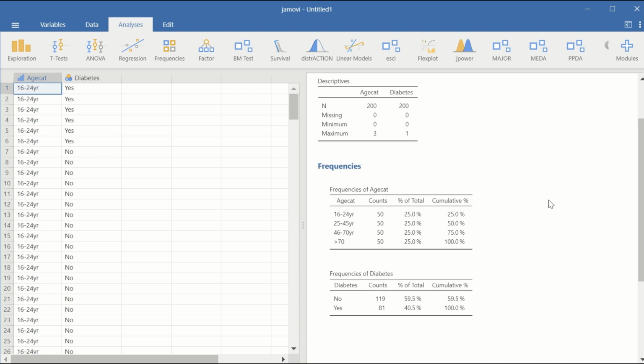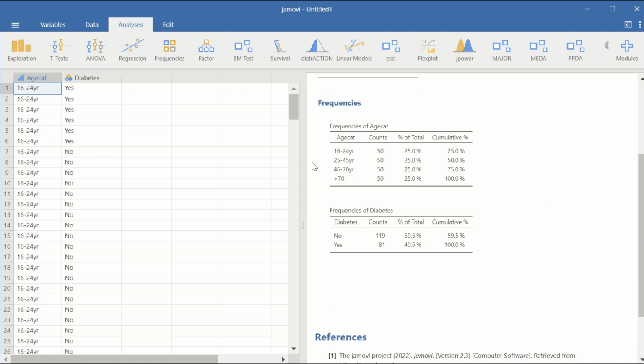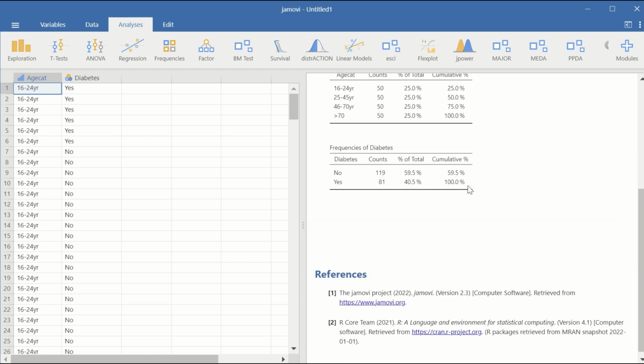The second table shows the frequencies in each category. As we have 4 categories here, there are 50 cases in each category. For the binary outcome, diabetes, there are 81 cases of those who have diabetes and 119 without diabetes. So those who do not have diabetes have a higher proportion.